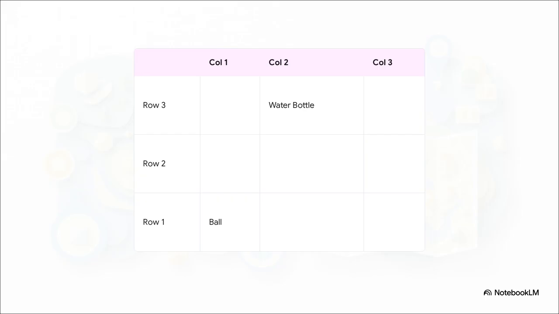The next clue is to place a water bottle in the third row and second column. Go ahead and mentally trace that with me. Up to the top horizontal row 3 and over to the middle vertical column 2. And there's the water bottle. By just combining horizontal and vertical data, we can instantly pinpoint absolutely any location.